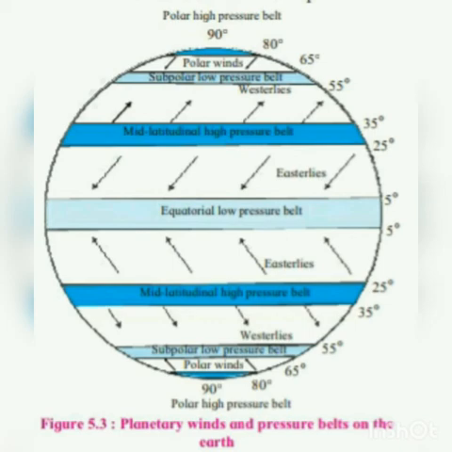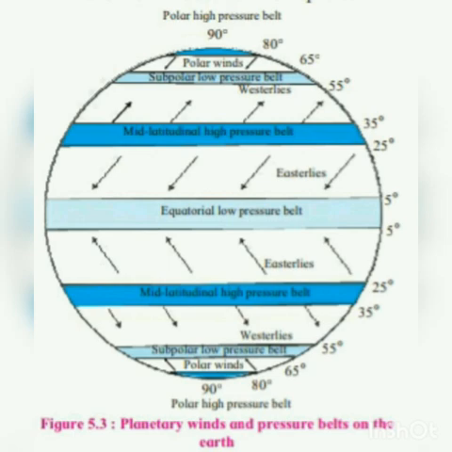The westerlies. Winds in both hemispheres blow from the mid-latitudinal high pressure belt to the subpolar low pressure belt near the 60 degree parallel. Due to the Earth's rotation, they change direction and blow from southwest to northeast in the northern hemisphere and from northwest to southeast in the southern hemisphere.